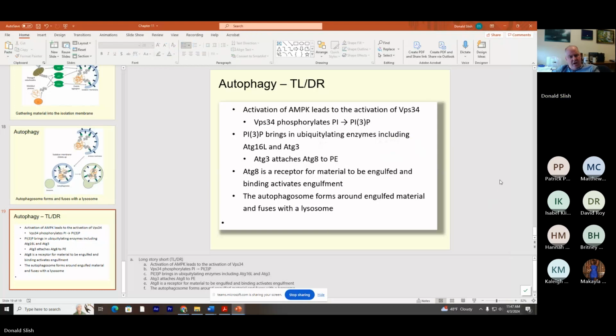Autophagosome forms, and the engulfed material fuses with the lysosome.